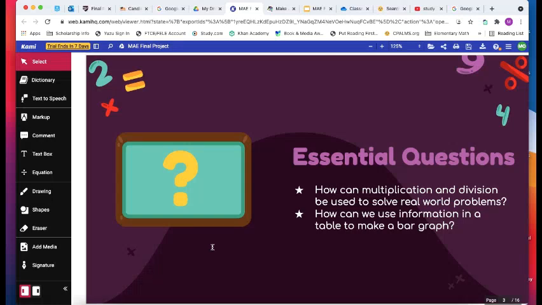So as we go through this lesson, some essential questions I want you guys to think really hard on are how can multiplication and division be used to solve real-world problems, and how can we use information in a table to make a bar graph?